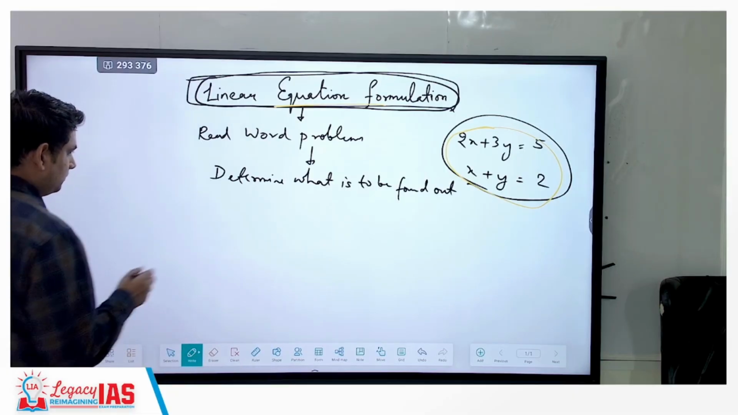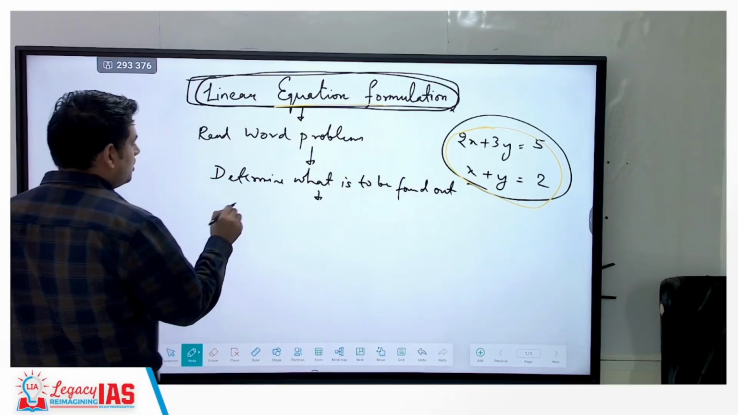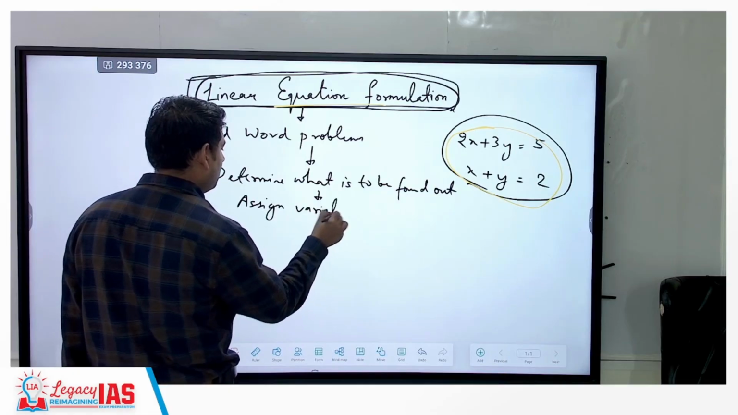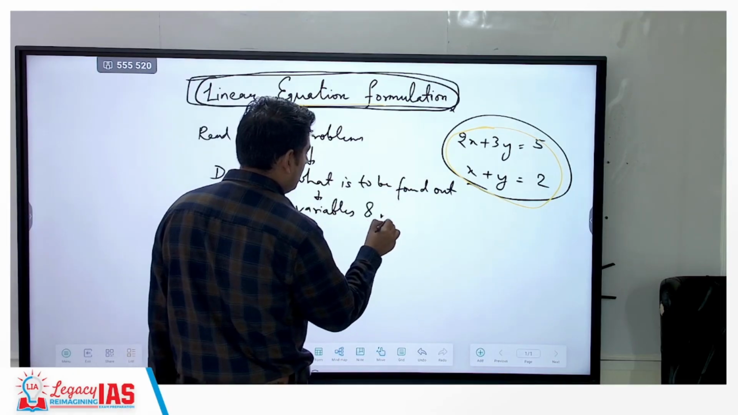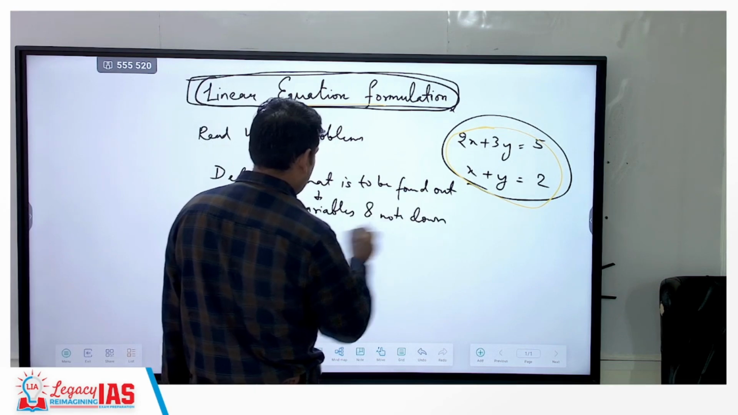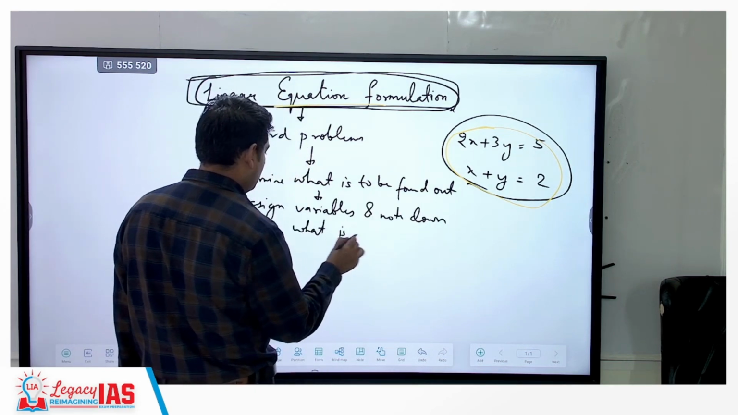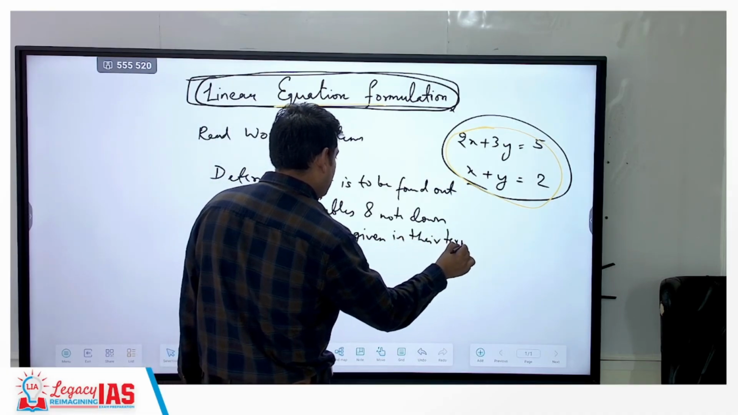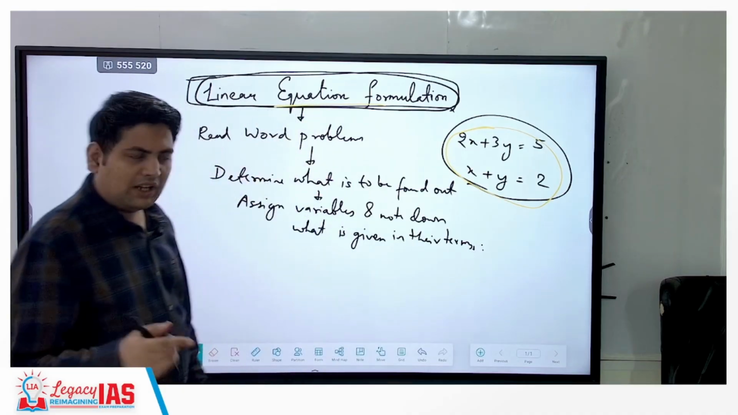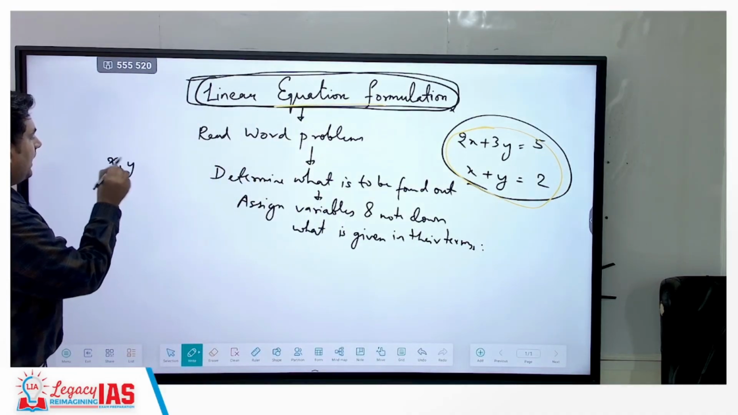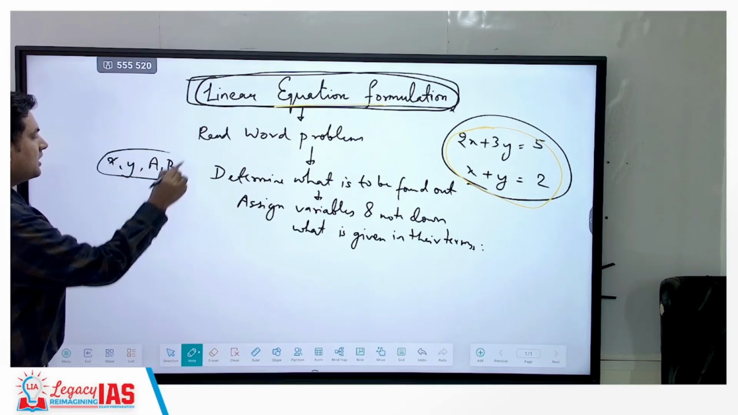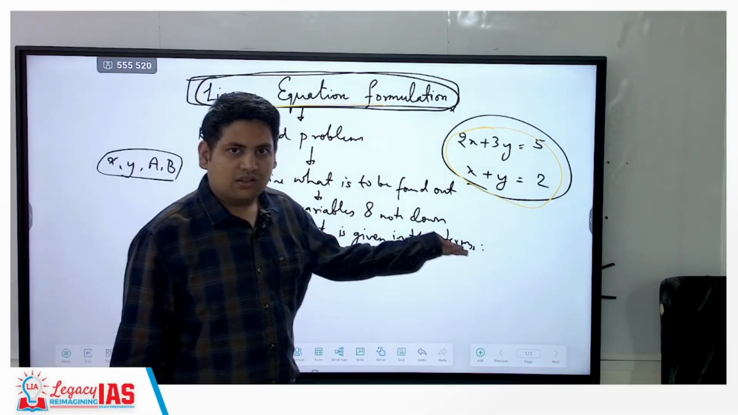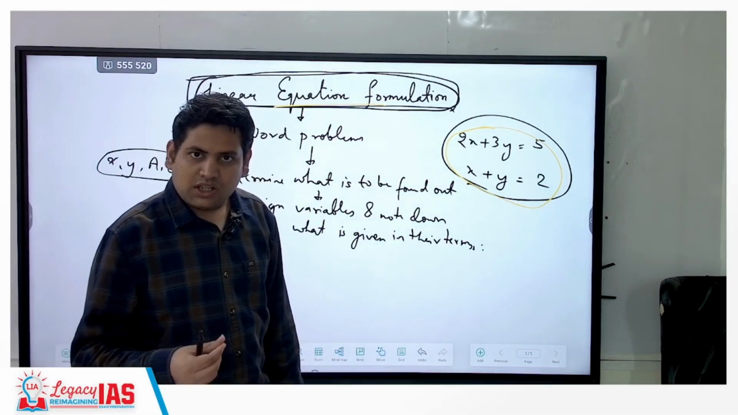Then, after that, you assign variables and note down what is given in their terms. That is, you should assign variables like x, y, a, b. These are variables that you will assign to different quantities, and using those variables you write some terms down, that what is given to you.